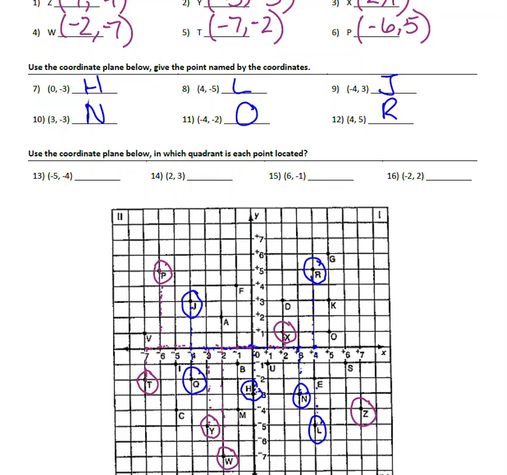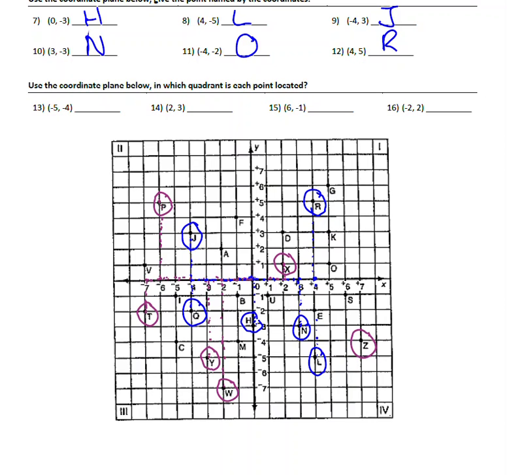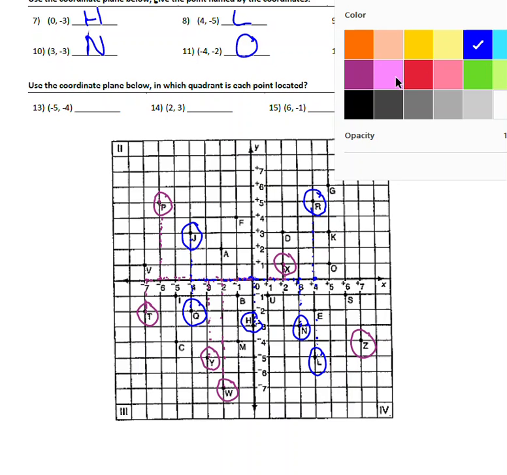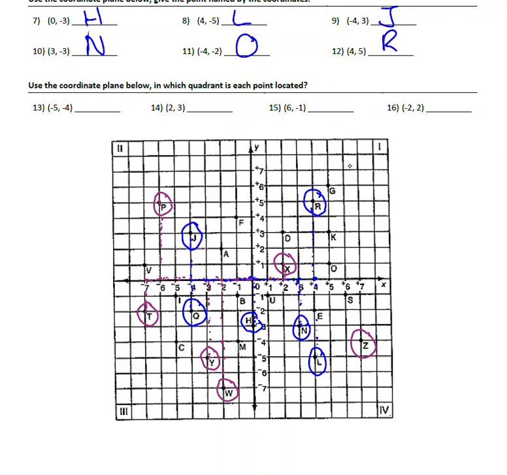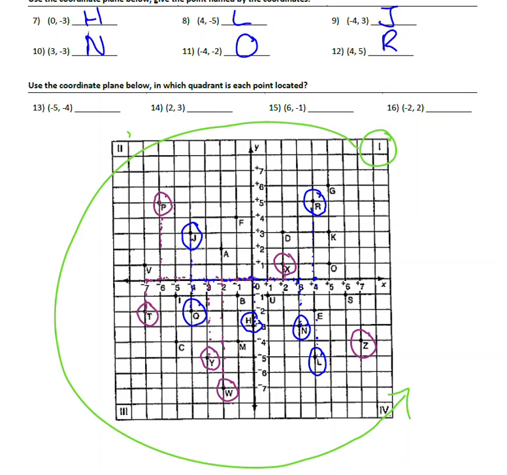The last one, it says use the coordinate plane below. In which quadrant is each point located? Now remember, your quadrants go around like a C for coordinate plane. So you can follow your quadrants. You can see that's quadrant 1, quadrant 2, quadrant 3, and quadrant 4. So if I look at -5, -4, -5 down to -4 would be like point C, which is in quadrant 3.